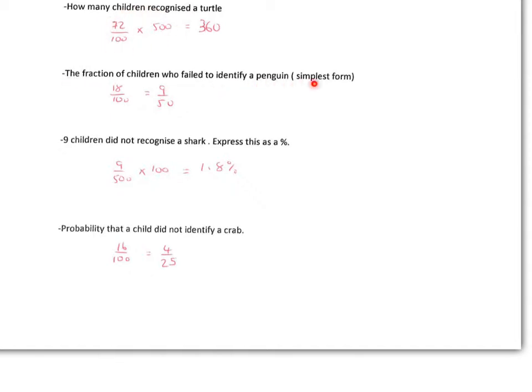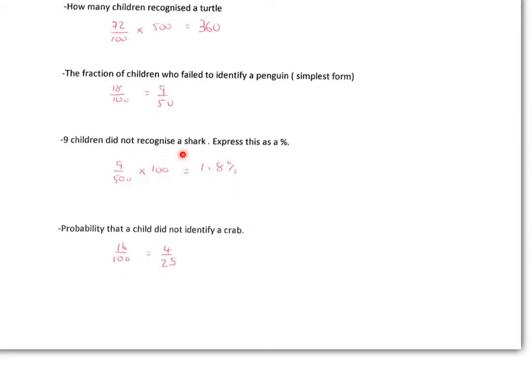Here the question says, write that information as a fraction. So again, what percentage did not recognise a penguin? 18%, and a percentage is out of 100. So it's 18 out of 100. And to get full marks, you might need to be writing it in simplest form. If you've got a calculator, type that in. Using the fraction button, press equals, it will simplify the fraction for you.